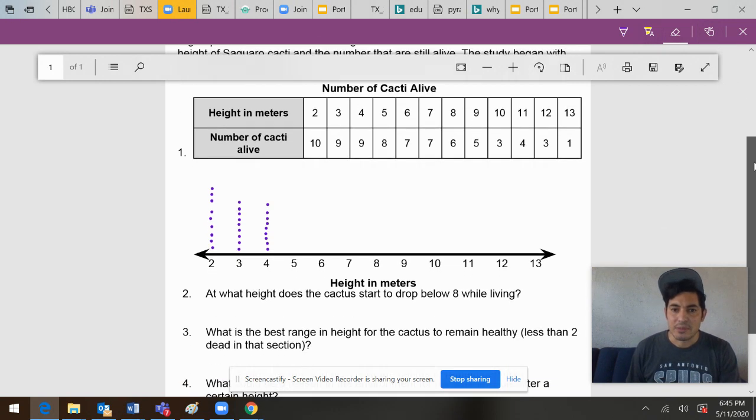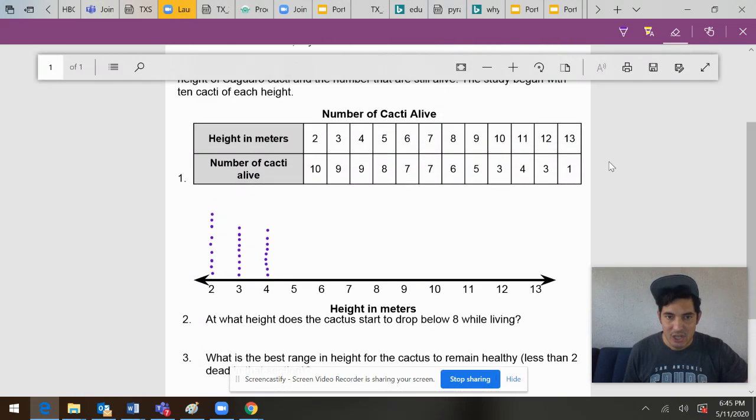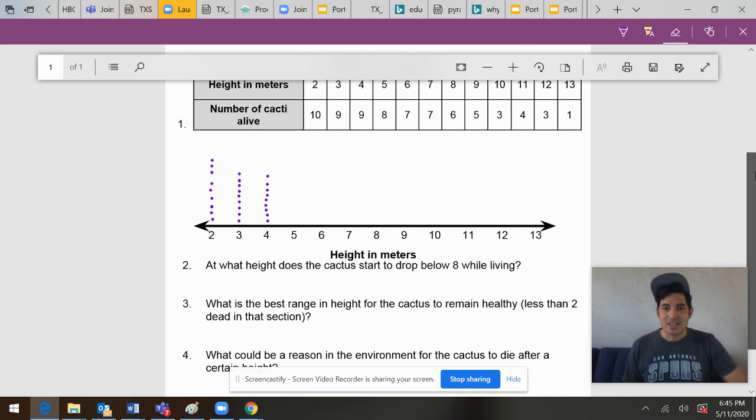Okay, so I'm going to scroll down to number 2. Number 2 says, at what height does the cactus start to drop below 8 while alive? Okay, so that means, look at the heights up here. Where do you notice that the number of cacti that are alive are dropping below 8? So what height do they start having less than 8?